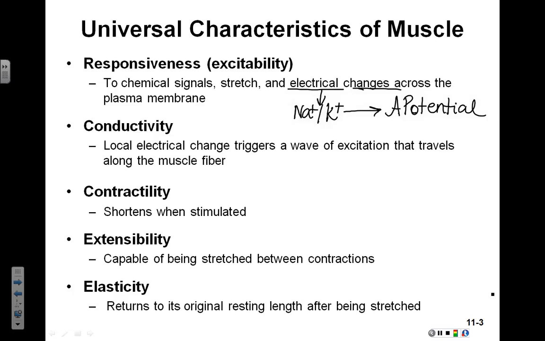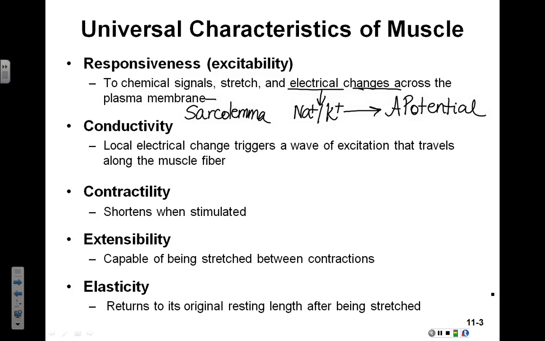The plasma membrane, of course, in a muscle is called a sarcolemma. We're getting ready to talk about the structures or the organelles that are found in the muscle. Conductivity is another important concept. Local electrical change triggers the wave, which, of course, is that action potential. The local electrical change triggers a wave that travels rapidly along the cell. The cell, of course, is going to be your muscle cell or muscle fiber that's going to initiate processes leading to what? Contraction.